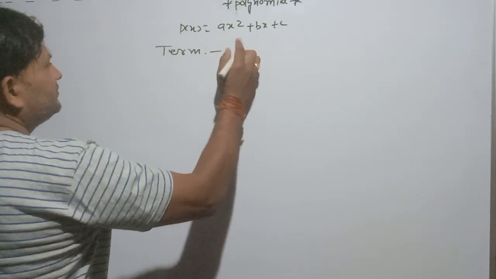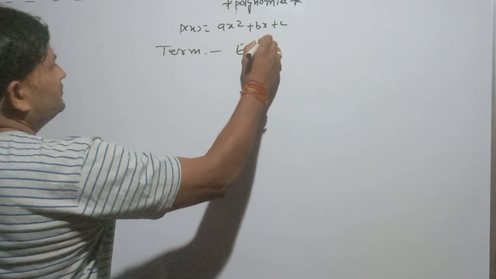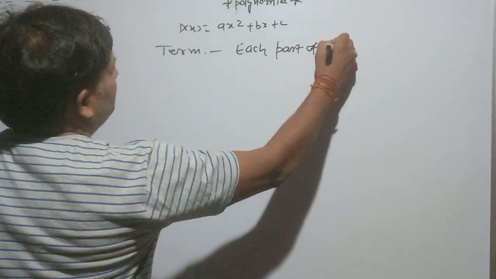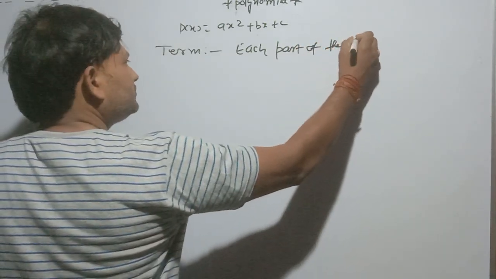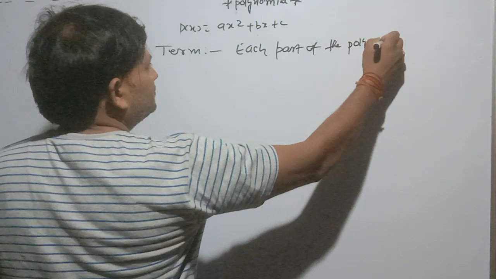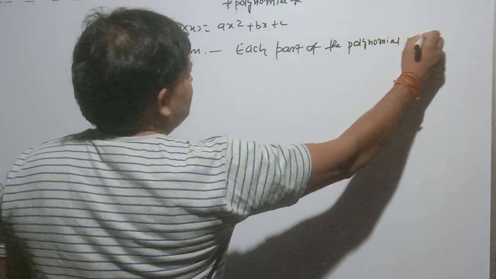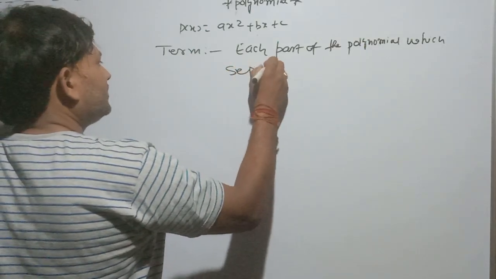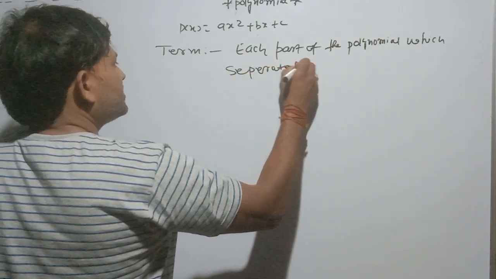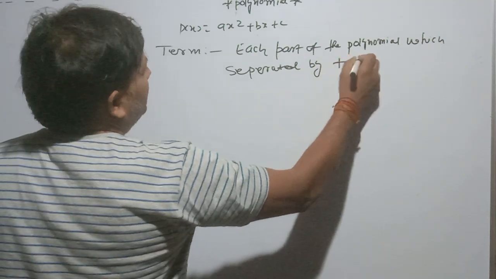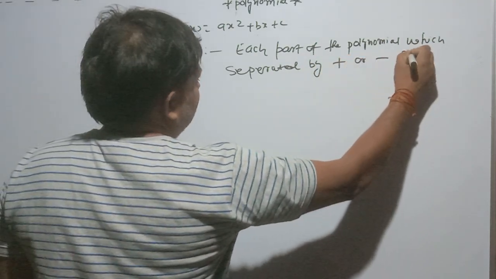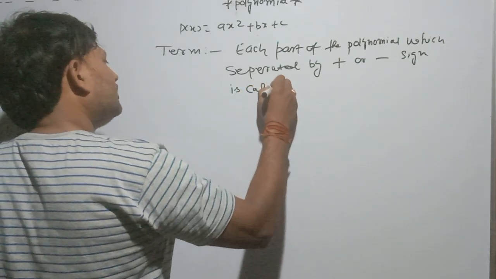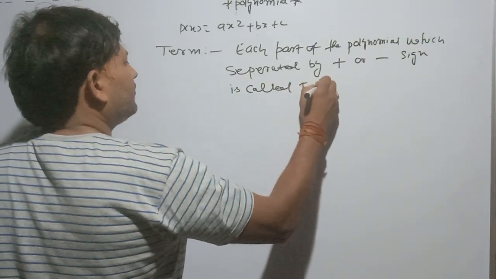each part of the polynomial which is separated by a plus or minus sign is called a term.